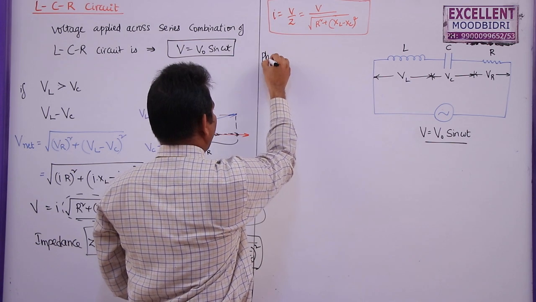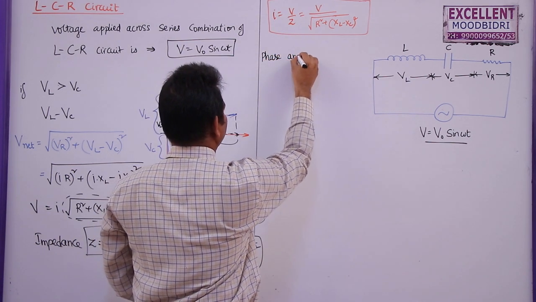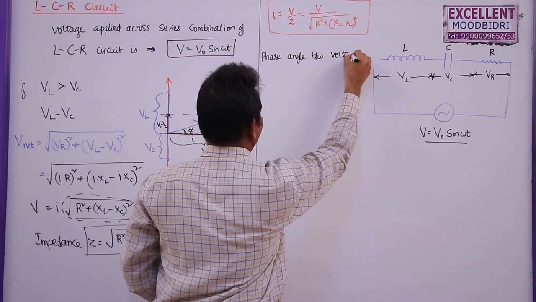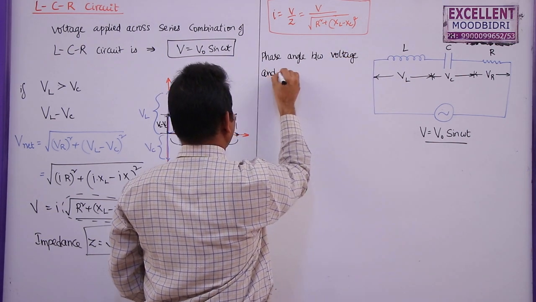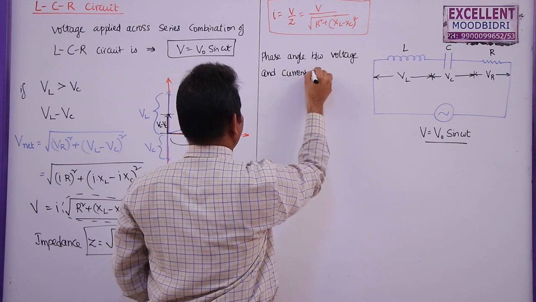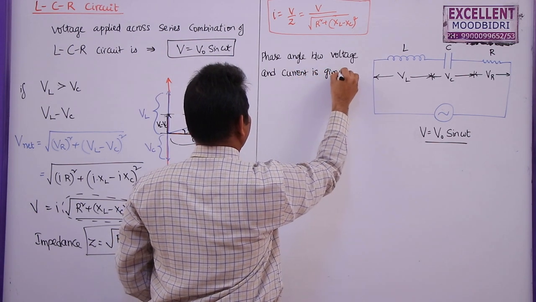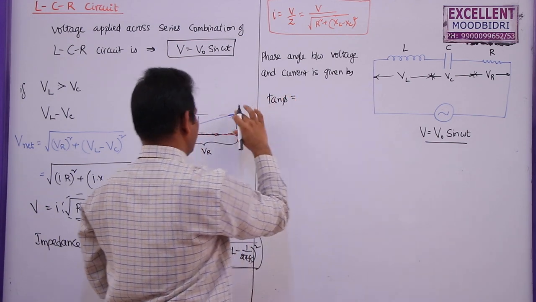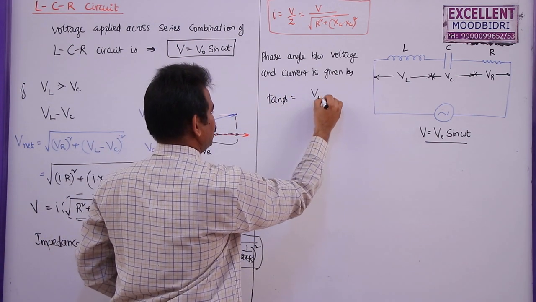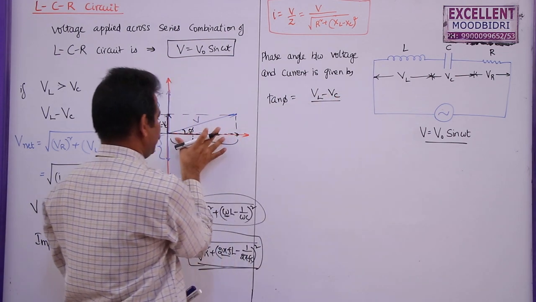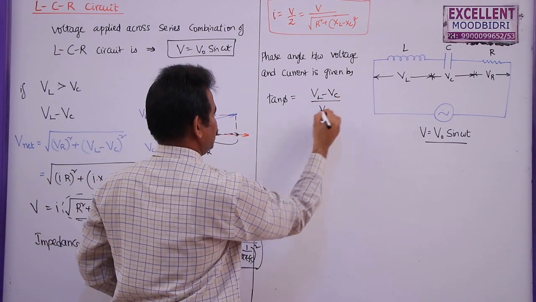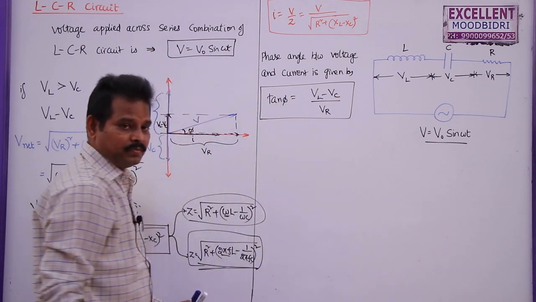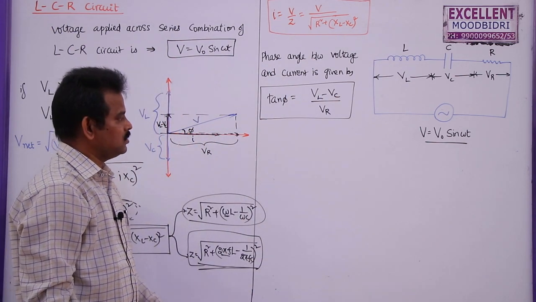So the phase angle between voltage and current is given by tan phi is equal to the opposite side, that is VL minus VC, by the adjacent side, this is VR. So this is the phase angle formula in terms of the voltage across the inductor, capacitor, and resistance.